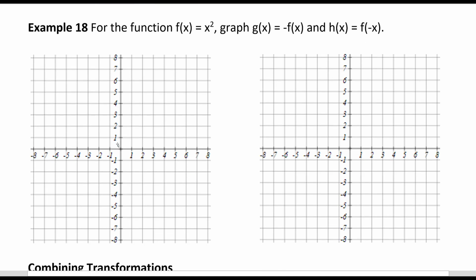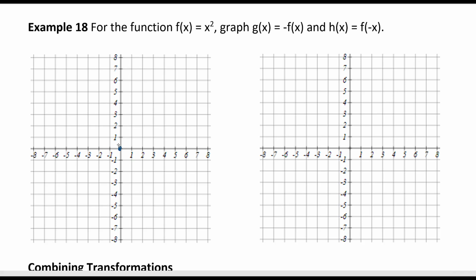Now for example 18, for the function f of x equals x squared, graph g of x equals the negative of f of x, and h of x equals f of negative x. So I put two graphs here, one for each, but our original one would be starting here, and then 1, 1, and then 2, 4, and then 3, 9, so up there. So we get this kind of a shape for our f of x. So g is just reflected across the x-axis.